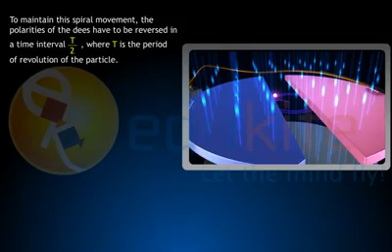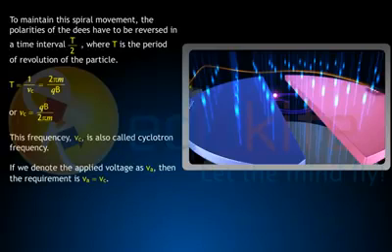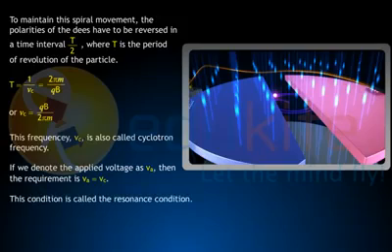To maintain this spiral movement, the polarities of the Ds have to be reversed in a time interval T by 2, where T is the period of revolution of the particle. T equals 1 by νc, which equals 2πm divided by qB, or νc equals qB divided by 2πm. This frequency νc is also called cyclotron frequency. If we denote the applied frequency as νa, then the requirement is νa equals νc. This condition is called the resonance condition.